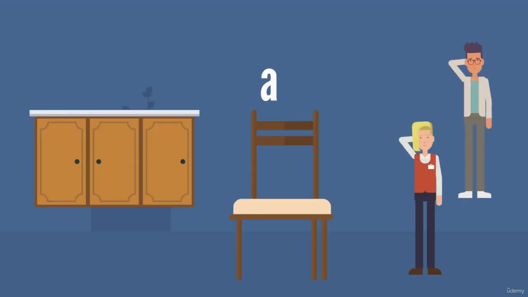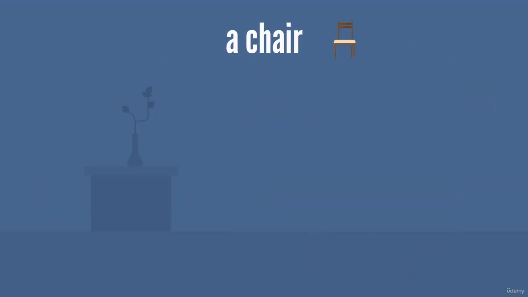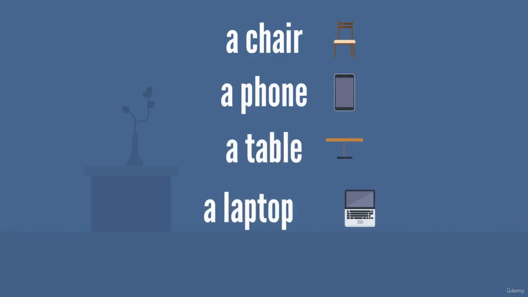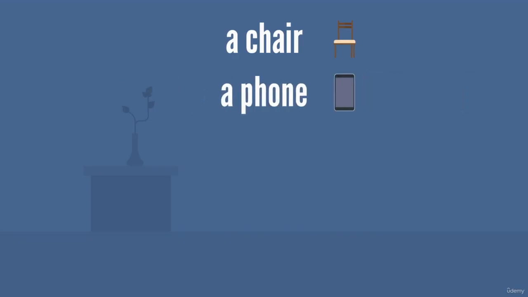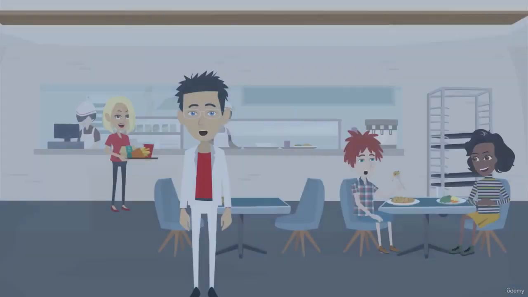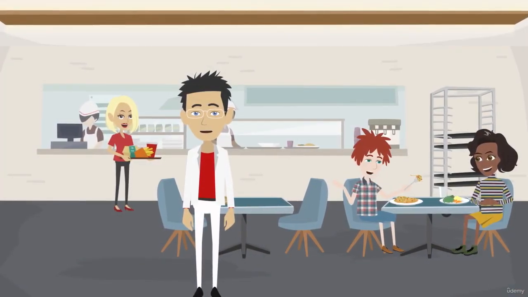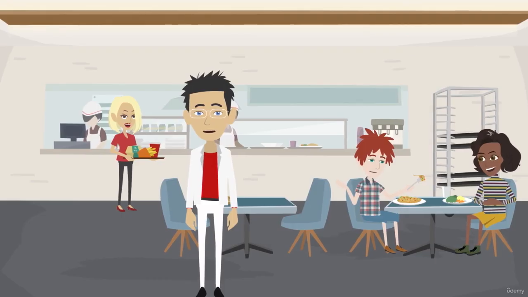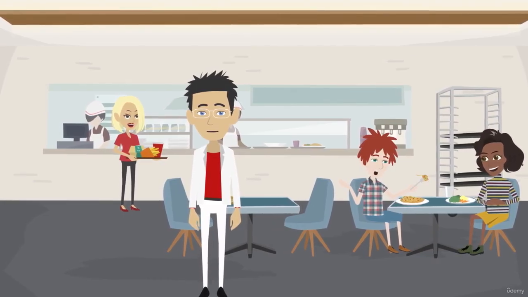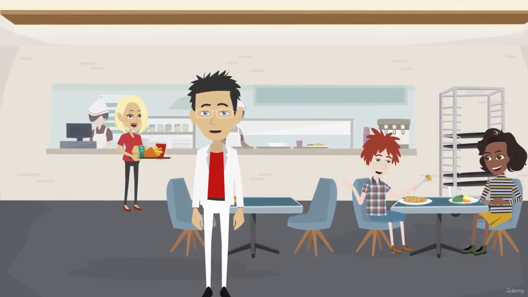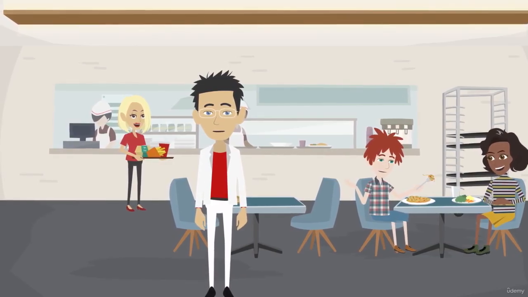You probably have noticed a before each noun. A chair, a phone, a table, a laptop. But what is a and when do we use it? A is an article. We use it before singular nouns. It might sound weird to you, especially if you don't have any articles in your native language, but they are very important in English. So always put the article a before a singular noun. Don't worry, you'll get used to it.